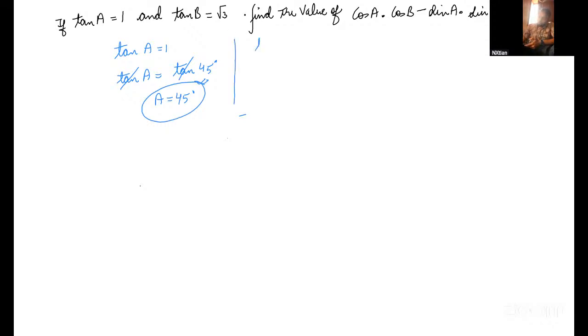In the same way, tan B is equal to root 3. So tell me the value of tan when root 3 is there. 60 degrees. So can I write like this? Tan B is equal to tan 60 degrees. Now this tan and this tan will cut. So B is equal to what? 60 degrees. Correct? Yes or no?